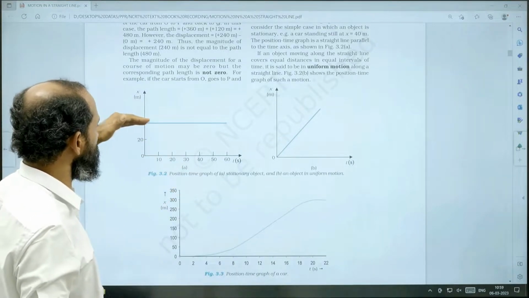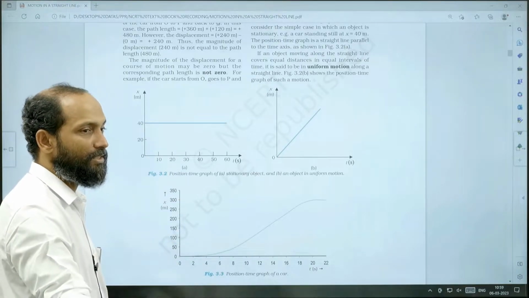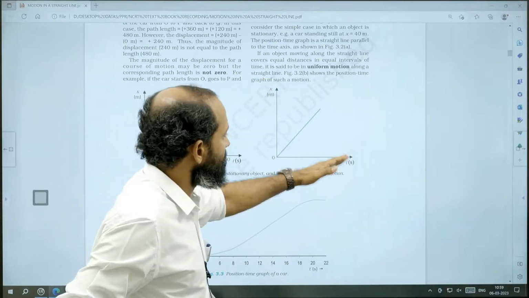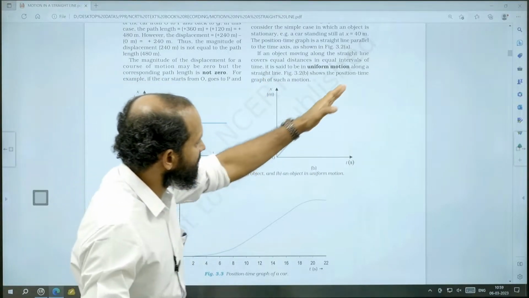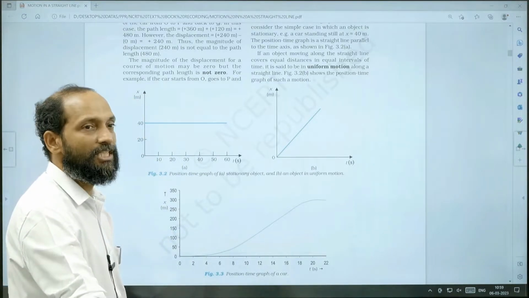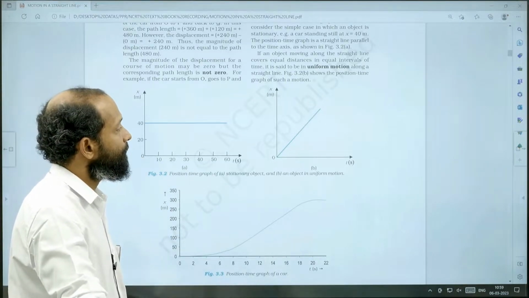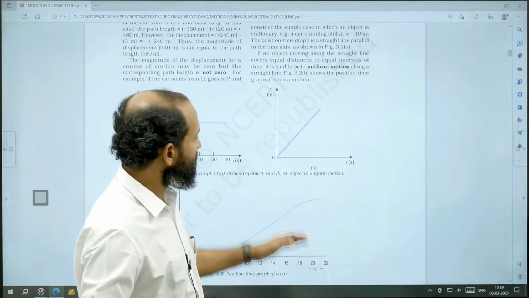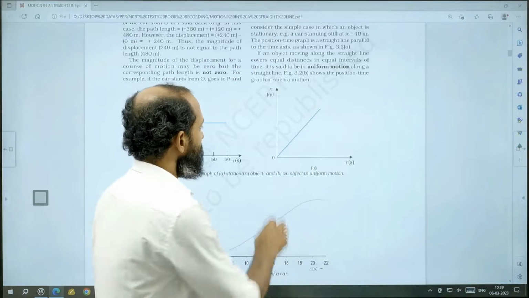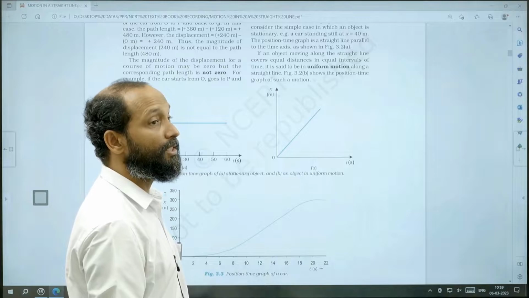Position time graph is a straight line parallel to time axis. It means its position is constant with the surroundings. Body is stationary, at rest. Second one, position time graph is an inclined straight line passing through origin. Body starts from origin, moves with constant velocity. Velocity is uniform. Slope gives velocity. Slope at any point a constant means velocity is a constant. Body moves with uniform velocity.